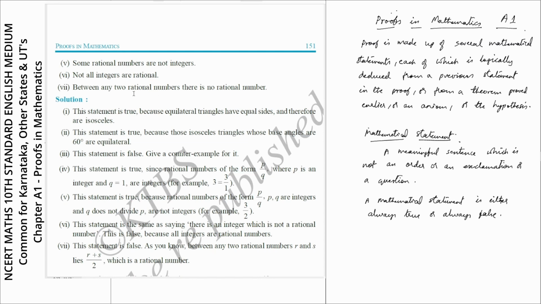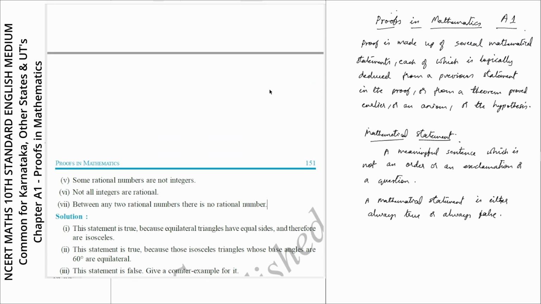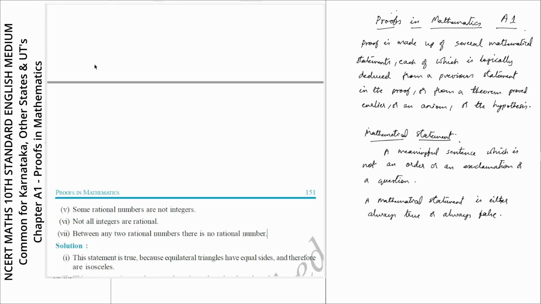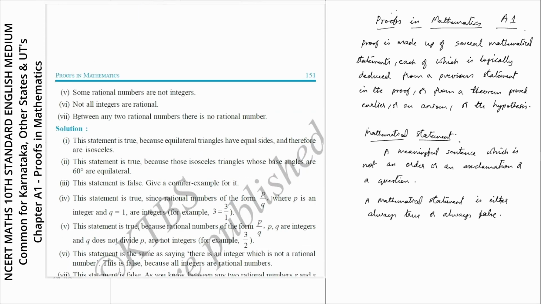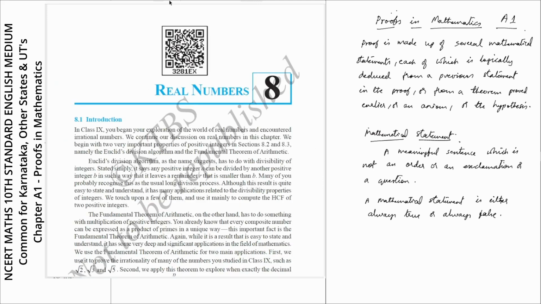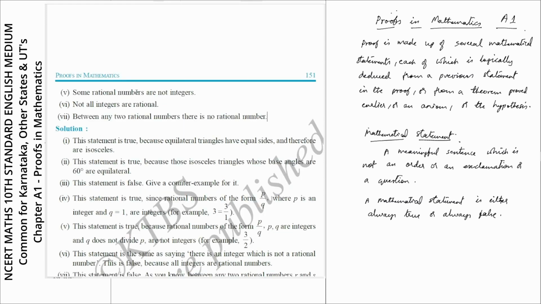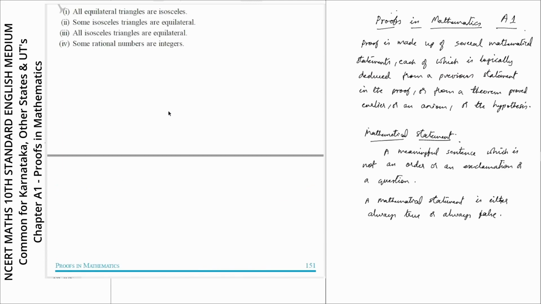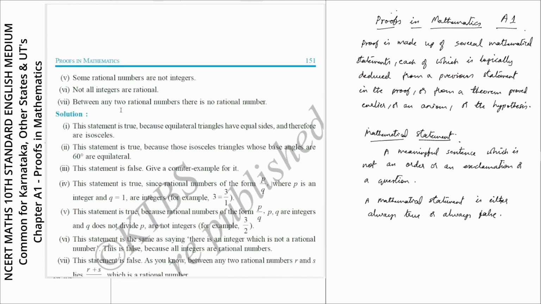Between any two rational numbers there is no rational number? So this is also false. Between any two rational numbers there will actually be infinitely many rational numbers. So for sub questions 4, 5, 6 and 7, you can refer to real numbers. If you read this chapter, you'll have the knowledge to answer all these sub questions from 4 to 7.